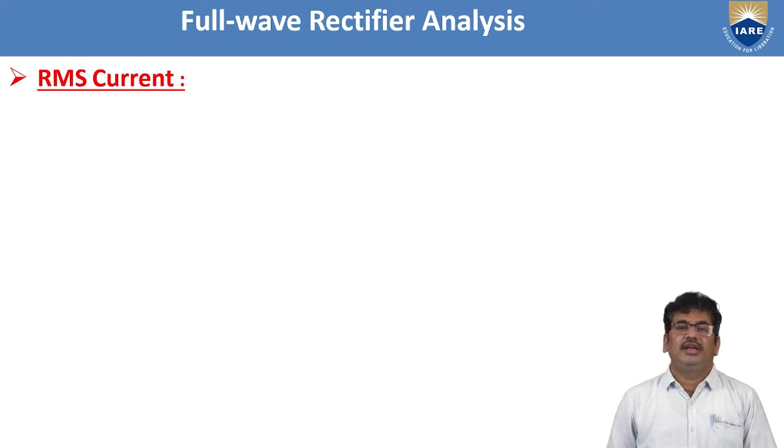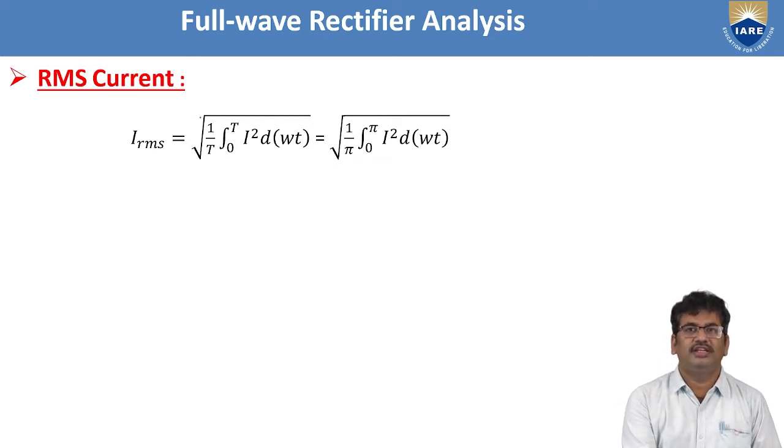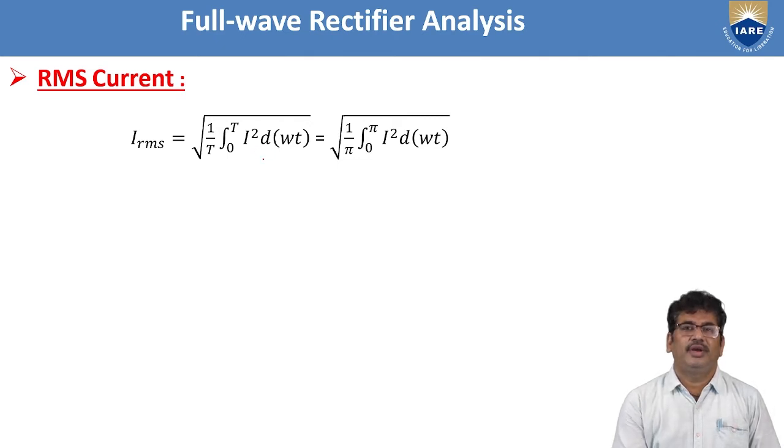The third parameter is RMS current, which is root mean square current. The RMS current is expressed as IRMS is equivalent to square root of 1 by T integral 0 to T of I square d omega t. Root mean squared: root is present, mean means divided by the total time period, and squared current, that is I square d omega t. Substituting T is equivalent to pi, IRMS can be rewritten as square root of 1 by pi integral 0 to pi of I square d omega t.